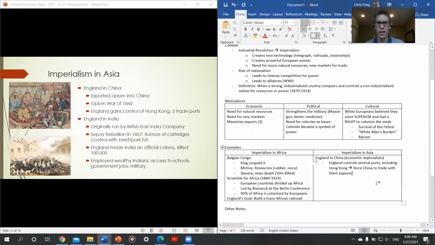Now, the Indians did benefit from this. They got an education. The English also built railroad systems and factories in India. But at what cost? At the cost of their freedom, at the cost of their independence. So we'll say it was originally for trade under the British East India Company. But eventually it was an official colony. And the English, I'm going to say, hired wealthy, educated Indians to work in the colonial government.